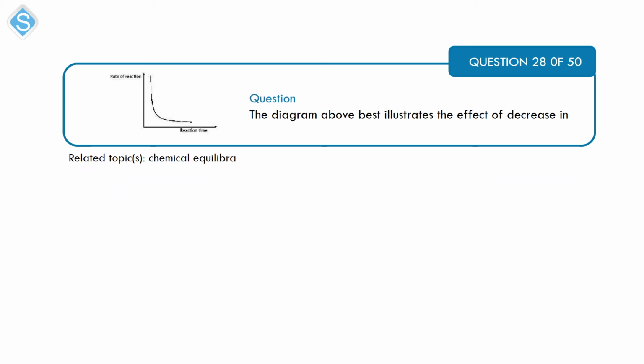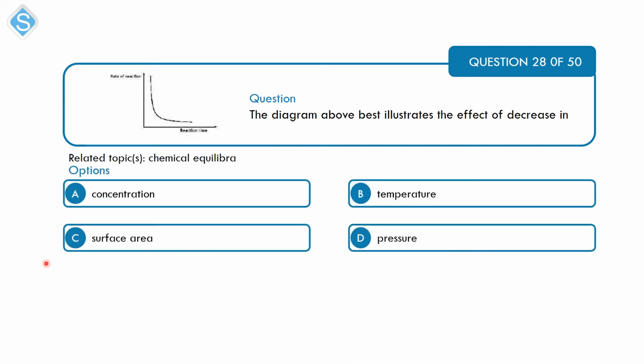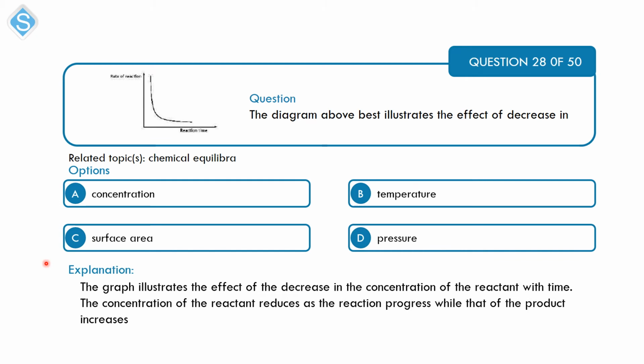Next is a question in chemical equilibrium. The diagram above illustrates the effect of decrease in A, concentration, B, temperature, C, surface area, and D, pressure. Alright, so in a chemical reaction, as the reaction proceeds, the concentration of the reactant is going to decrease with time, while that of the products will increase with time. So here you can see this graph, the curve sloping downwards, means the rate of reaction is reducing with time, and that is due to a decrease in the concentration of the reactant with time. That's option A. The concentration of the products on the other side increases with time.